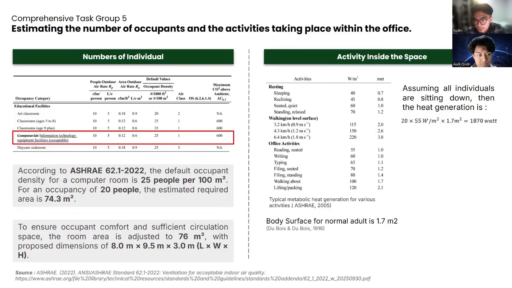And for the activity inside the space, we use the reference from ASHRAE 2005. We chose reading and seated because we assume that the students or individuals in the computer lab are going to be seated most of the time. With the calculation of 20 people times 55 times 1.7, we get 1,870 watts. The 1.7 meters squared is the body surface area for a normal adult.